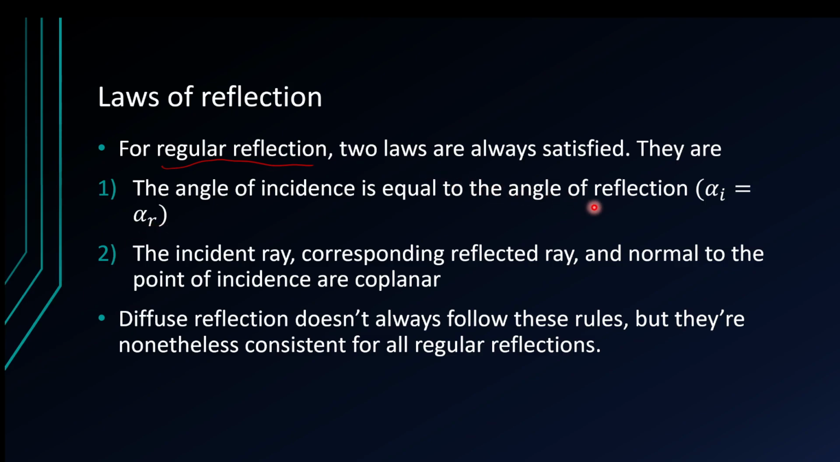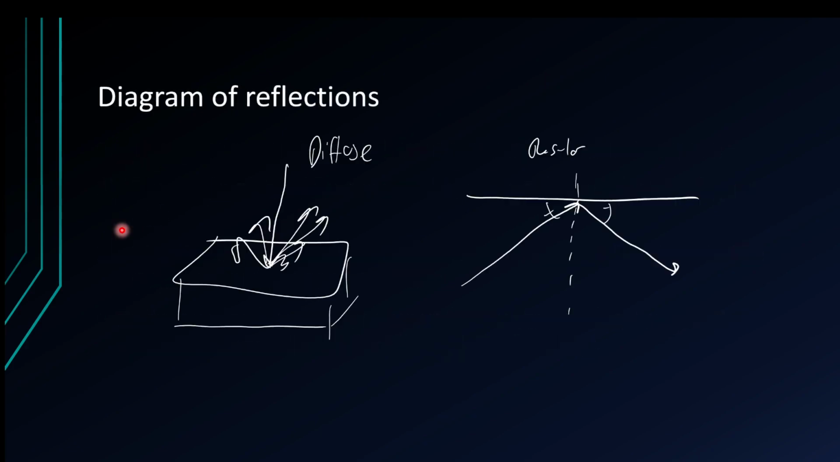The angle of incidence is equal to the angle of reflection. So, angle alpha I equals alpha R, as we could see back here. The incoming one, if I just switch to a pen, we label as alpha I, so angle of incidence, and the one coming out is the angle of reflection, alpha R.